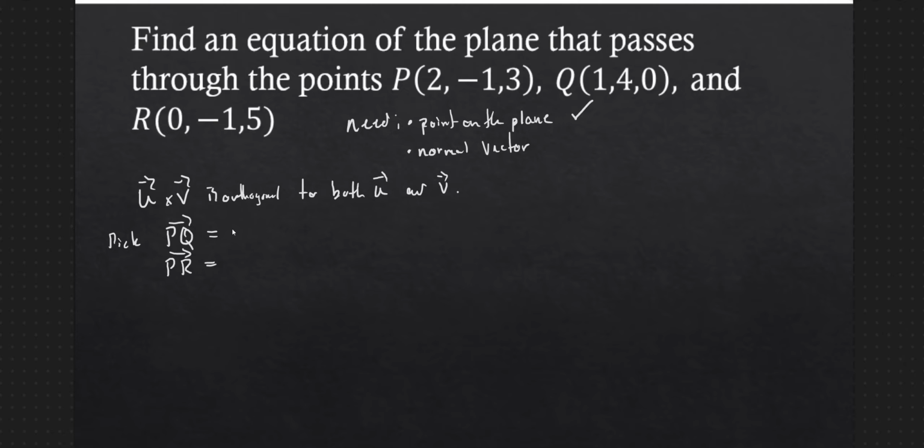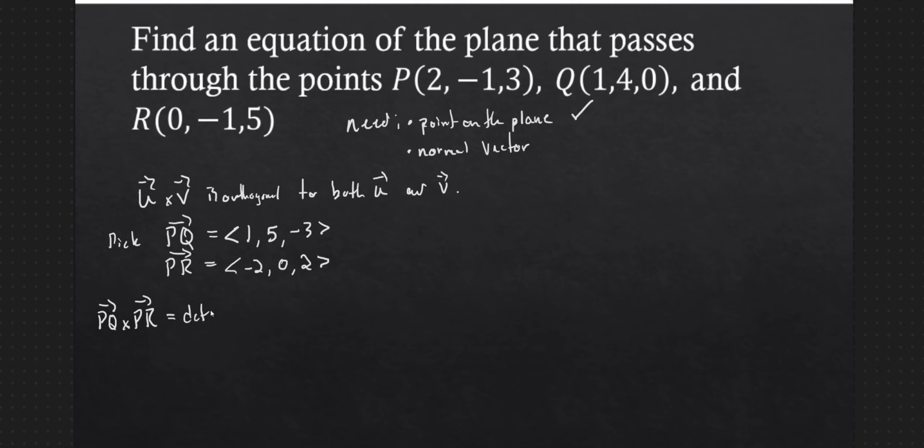So PQ would be the vector, so what? It goes down 1, up 5, and down 3. And then PR looks like I need to go down 2 in the x direction. I stay the same in the y direction, and then I go up 2 in the z direction. So -2, 0, 2. I'm going to compute their cross product, and that's going to give me a normal vector to the plane. So I'll do PQ cross PR.